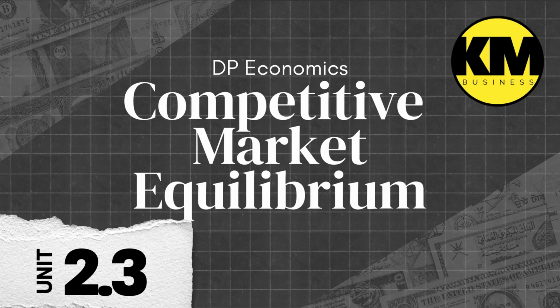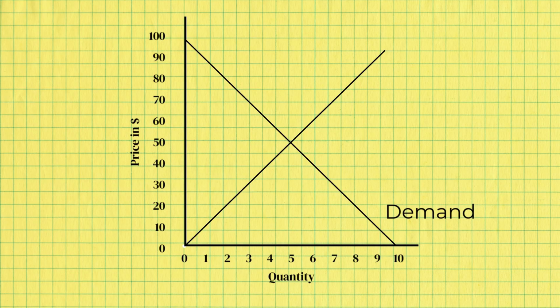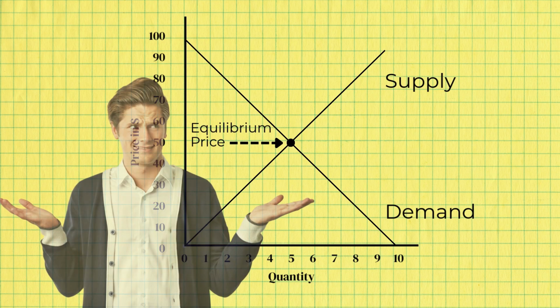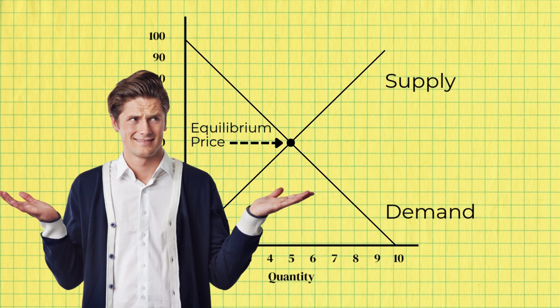All right. So we've gone over demand and we've gone over supply. And most of you probably already know that the price is where the demand curve and the supply curve intersect, which is called the equilibrium price. But you probably have never wondered what makes that price the equilibrium price, who determines the price, or why it's even called the equilibrium price in the first place.